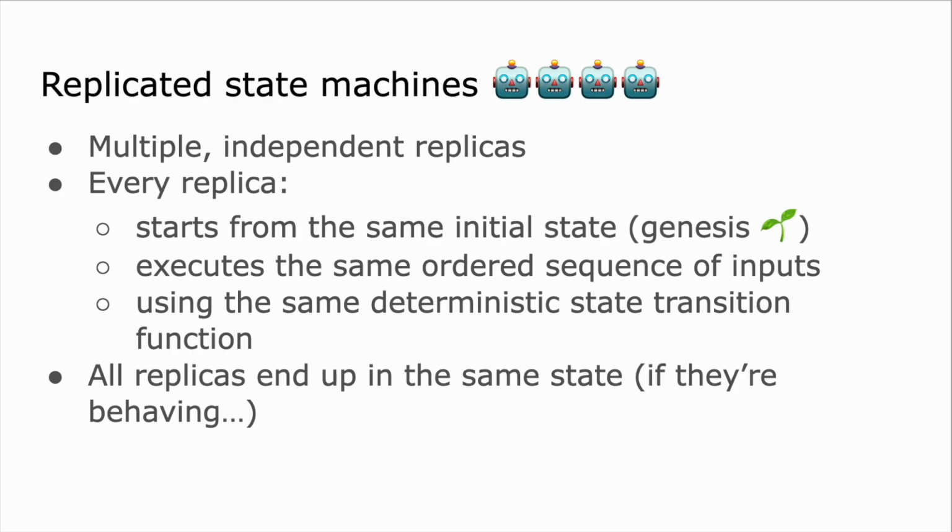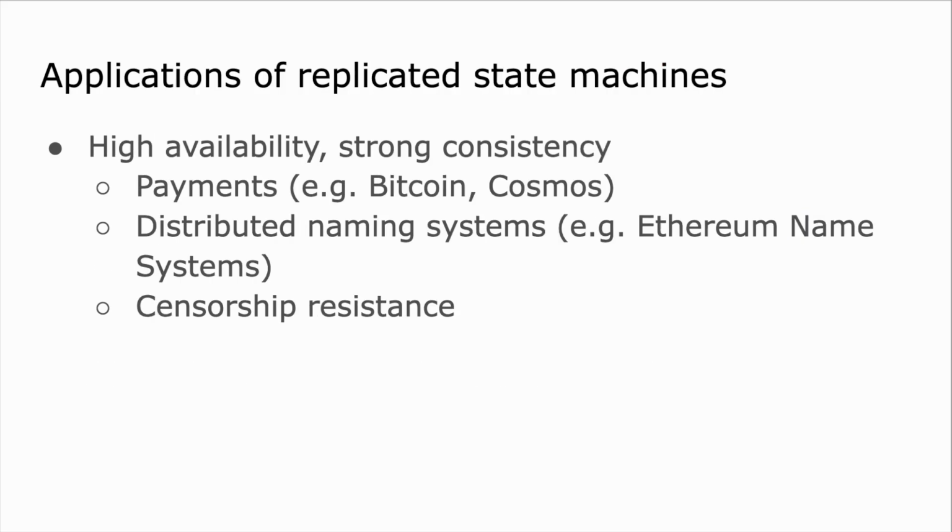What is a replicated state machine? All it means is that you take a state machine that we just defined and you run it on multiple independent replicas. So every replica starts from the same initial state, executes the same ordered sequence of inputs, and uses the same deterministic state transition function such that all replicas end up in the same state, if they're behaving, which we'll get to. So why do people even do this?